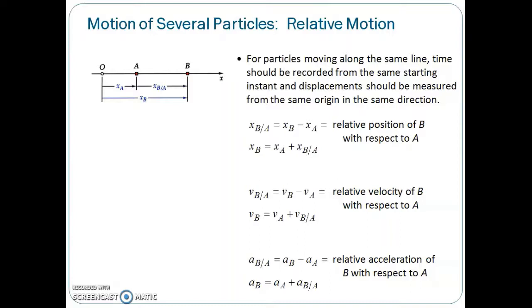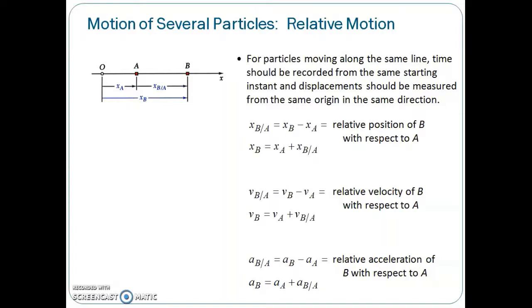This applies to the velocities. The rate of change of xB/A is also known as the relative velocity of particle B with respect to particle A, denoted by vB/A. So vB/A equals vB minus vA, the relative velocity of B with respect to A. Or we rearrange it: vB equals vA plus vB/A. A positive sign of vB/A means B is observed from A to move in the positive direction. A negative sign means that it is observed to move in the negative direction.